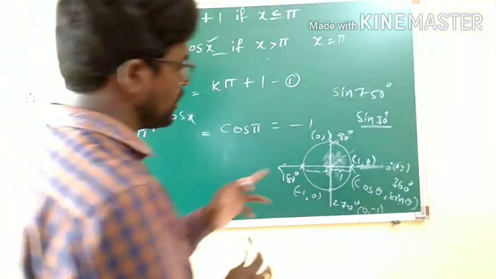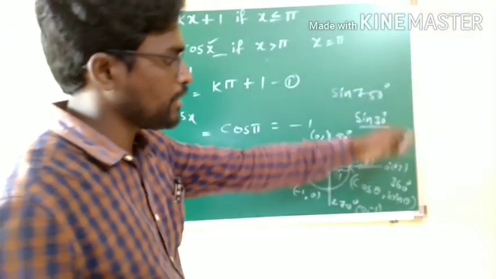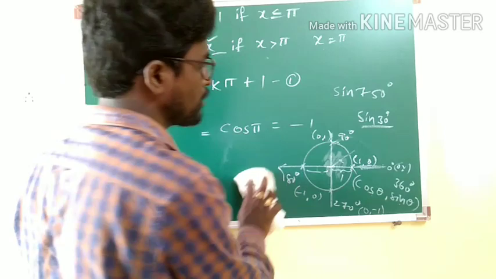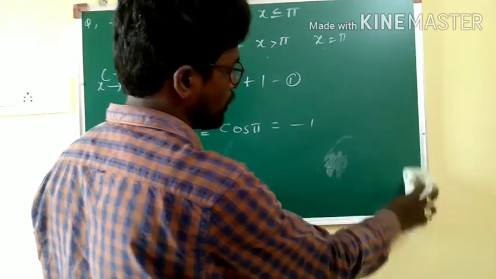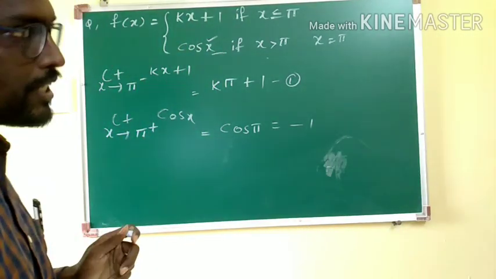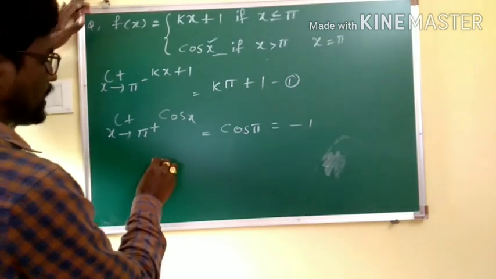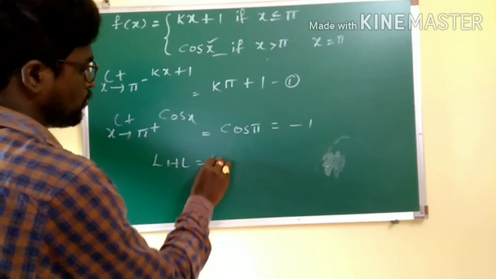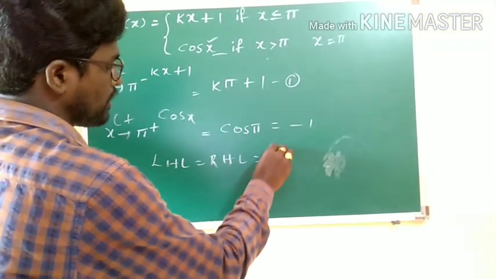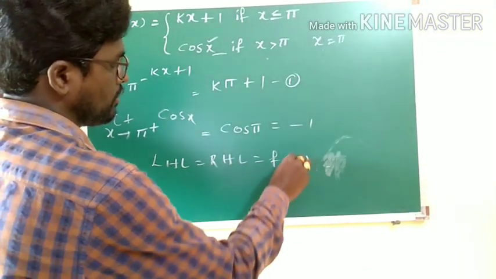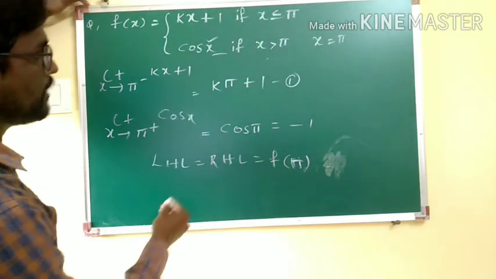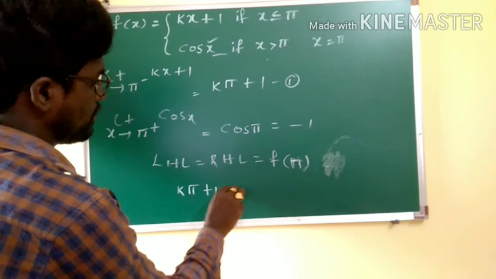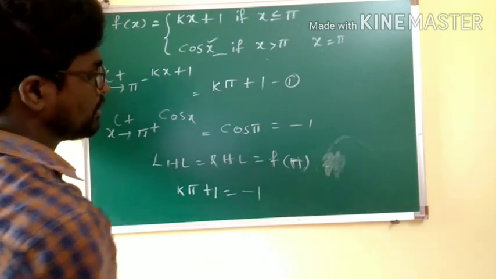Okay, chalo. So that's the reason to explain you this complete story. We have arrived at one case that cos pi is equal to minus 1. Okay, chalo. Since it is continuous at x equal to pi, what will we take? Function value: LHL is equal to RHL is equal to f of pi. Fine. What is f of pi? F of pi is nothing but the same. K pi plus 1 is equal to cos pi.